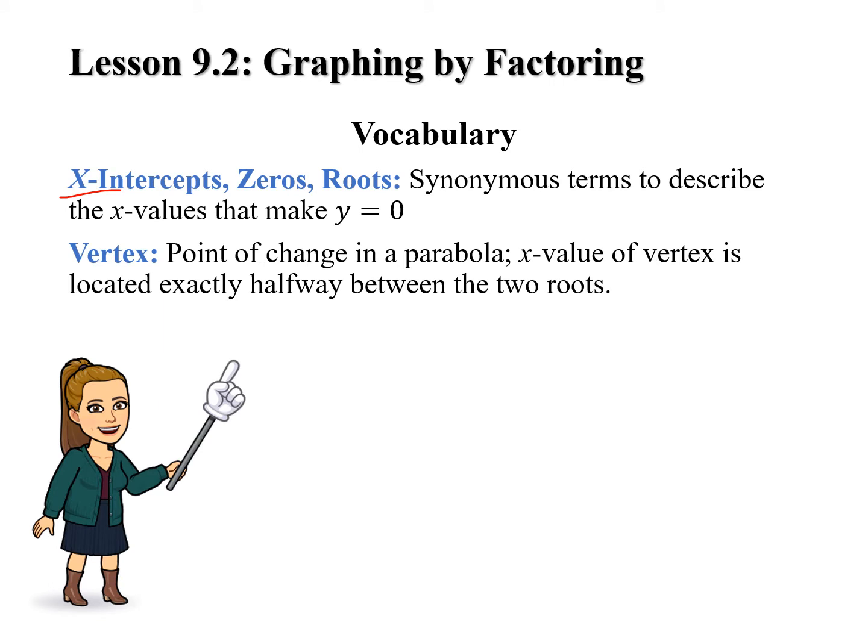The other vocab term for today is the idea of a vertex. We talked about it a little bit in the last lesson. It's that point of change in a parabola, either the point at the top where we go from increasing to decreasing, or if we have a parabola facing upwards, it's that point at the bottom where we go from decreasing to increasing. But the part that we care about today is that the x value of the vertex is halfway between our two roots. So the vertex is that point of change, and now we can determine the x value of the vertex using our roots. When you have these two definitions, we will get ready to practice.